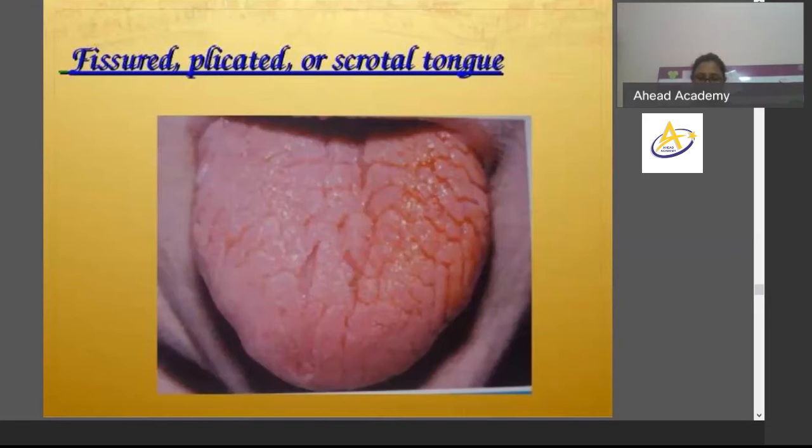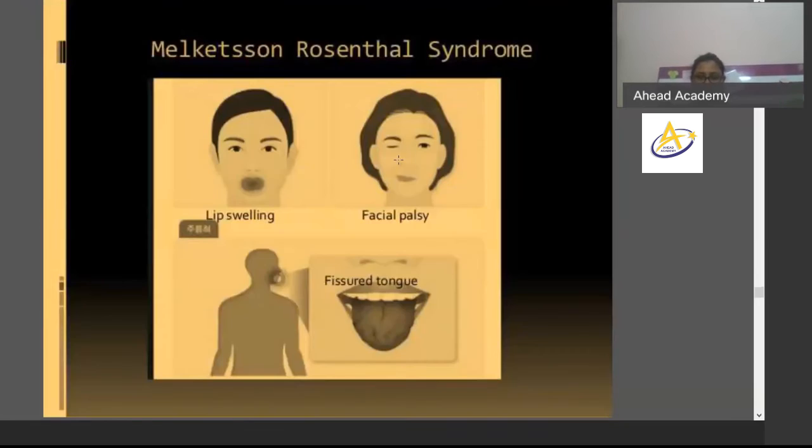A geographic tongue is also similar to fissured tongue, but in a different way. It is a very common condition. If there is a symptomatic problem associated with fissured tongue, as in it is causing some food lodgement or some discomfort to the patient, then it can be surgically repaired.